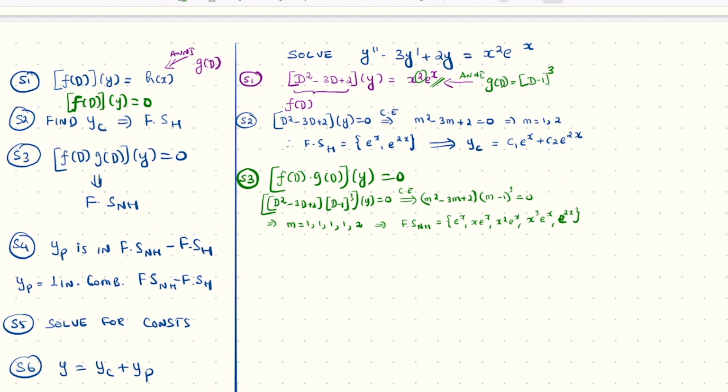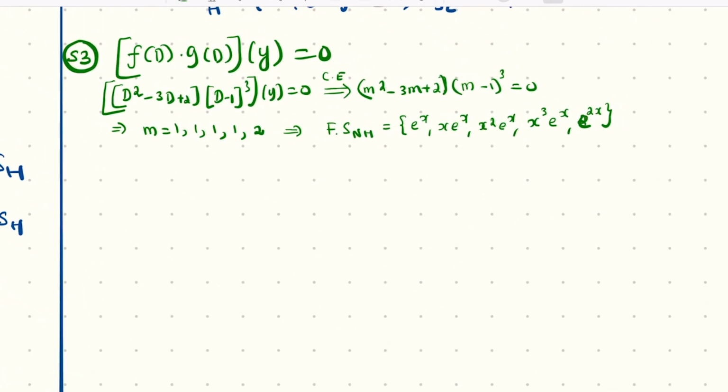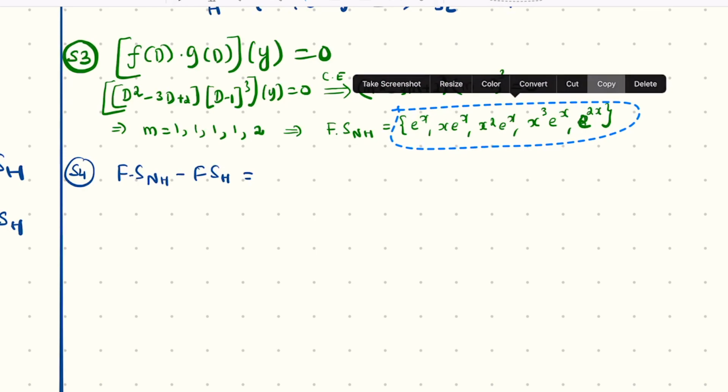So we are right here. We finished this step. Now let's take a look at the y_p. To do that, I'm going to subtract f_sub_h from f_sub_nh. When I do that, let me write it down. So if I do the f_sub_nh minus f_sub_h, let me copy this to make my life easy.